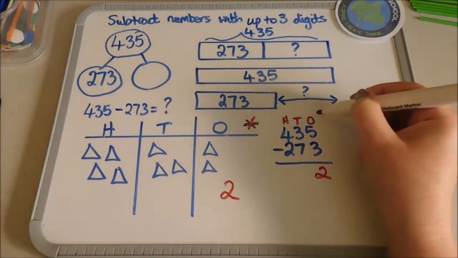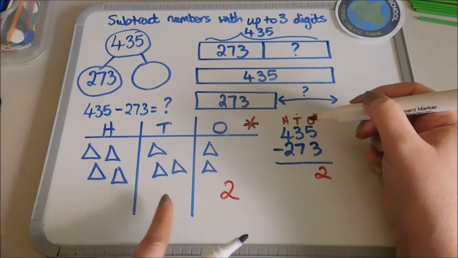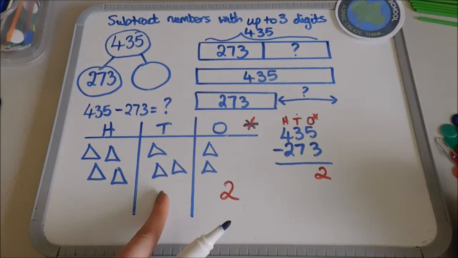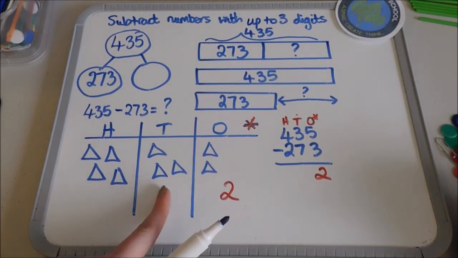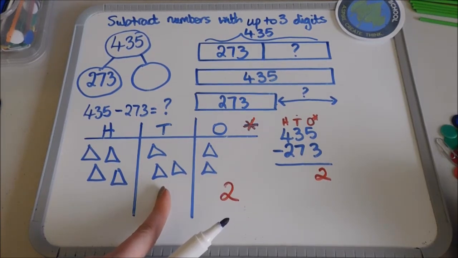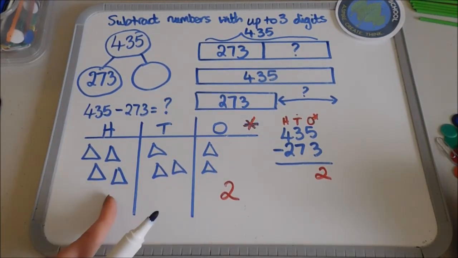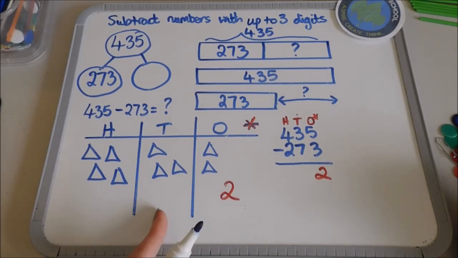Now I move to my tens column, and you can see that I have got 3 in here, and I need to take away 7. Well, I've only got 3. I cannot take away 7 if I've only got 3. So what I need to do is I need to exchange. I need to bring something from my hundreds column over here. So what is 100 the same as? Well, it is equivalent to 10 10s.